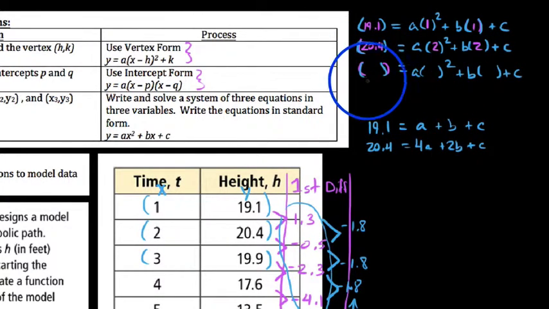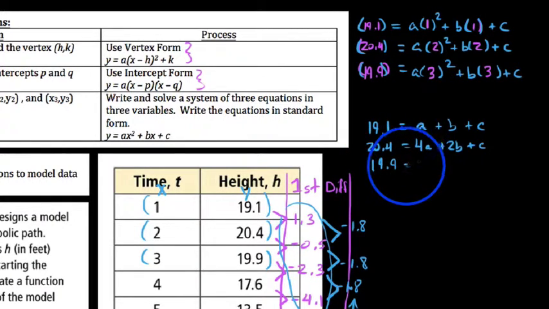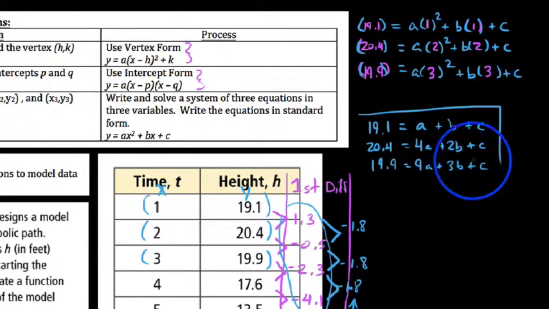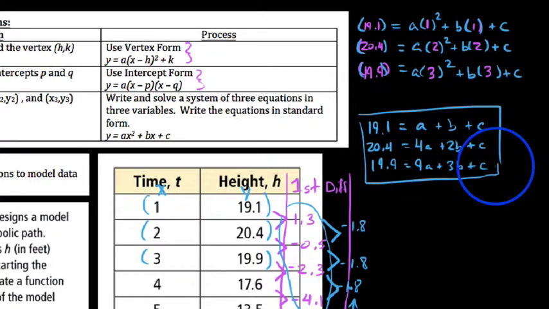And so what we'll see here, no pun intended, is that the plane obtained a height of 19.9 feet when we were 3 seconds into its flight. So our final equation after simplifying is 19.9 equals 9a plus 3b plus c. So this is our 3 by 3 system. I'd say that the hardest part was setting it up. Now we can just go solve it.